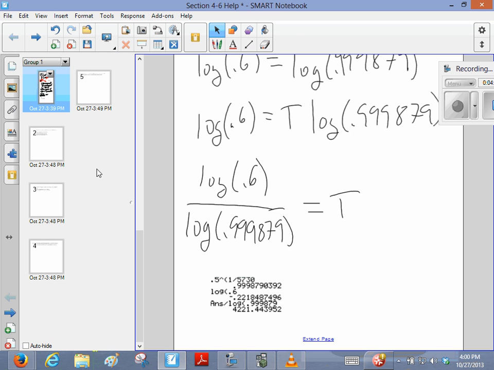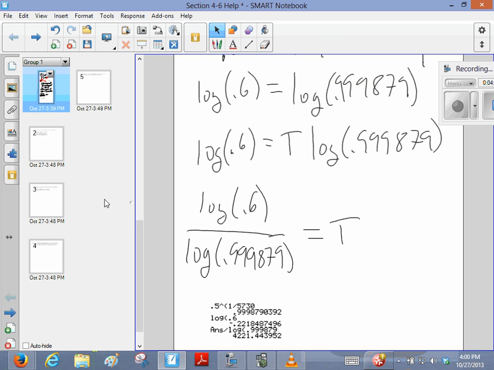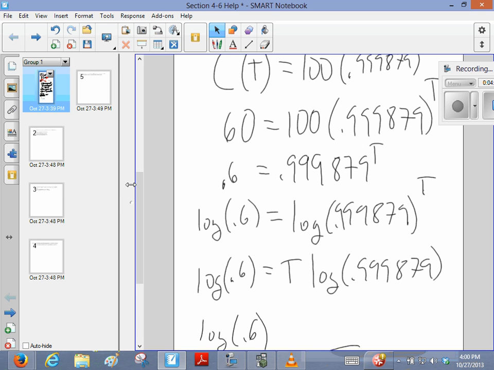Okay, but that's how you find a half-life, find the amount, the percentage that's left when they tell you some half-life amount. Okay.